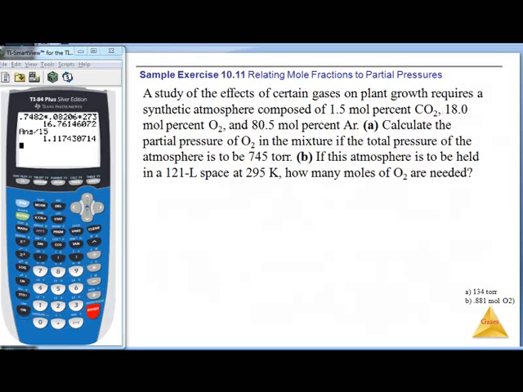Okay, the study of effects of certain gases on plant growth requires a synthetic atmosphere composed of 1.5 mole percent of carbon dioxide, 18 mole percent of oxygen, 80.5 mole percent of argon. Calculate the partial pressure of oxygen in the mixture if the total pressure of the atmosphere is to be 745 torr.